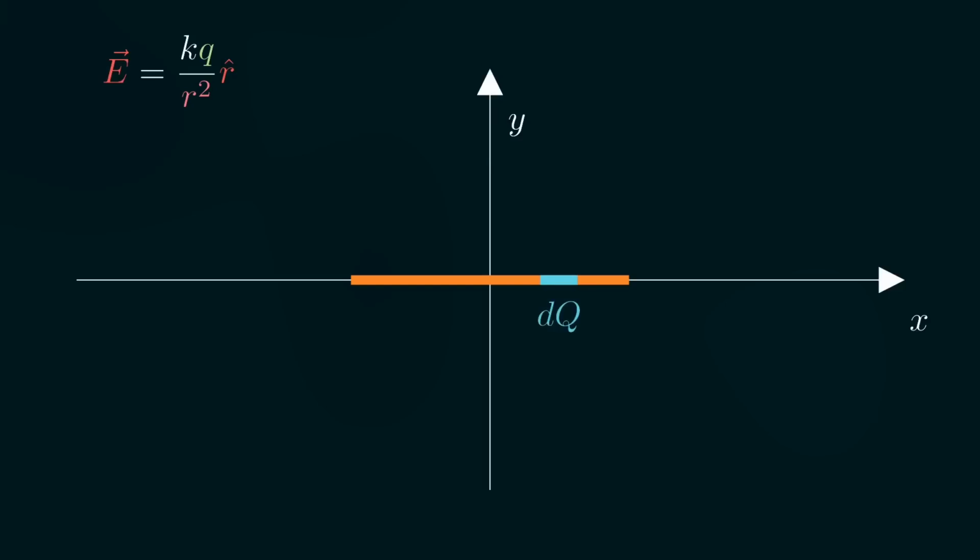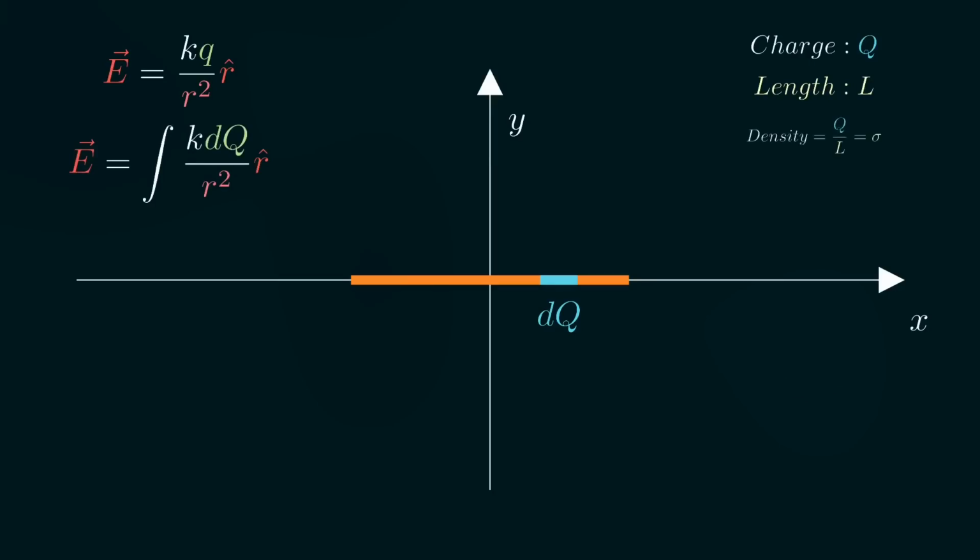But what exactly is dq equal to? Well, if we know the total charge on the line, let's call it q, and the length of that line, then we can get the charge density is just the charge divided by the length. Now if you multiply that by the length, the lengths cancel and you just get charge. So we can say that the differential charge is equal to the charge density times a very tiny length, dx.